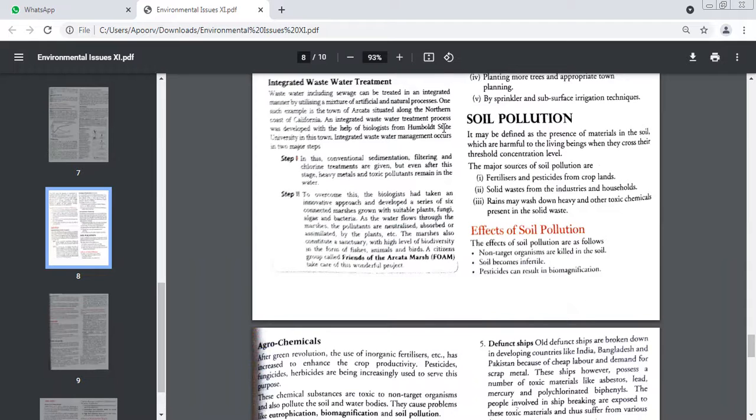So what are the major sources of soil pollution? Fertilizers and pesticides, from industries, and rains also. They wash down heavy metals and other chemicals. What are the effects of soil pollution? Non-target organisms are killed in the soil. What do you mean by this? What does this mean?